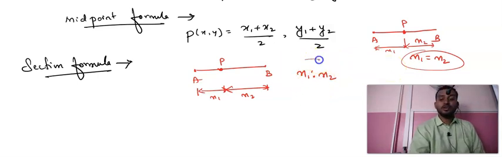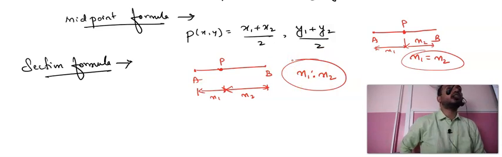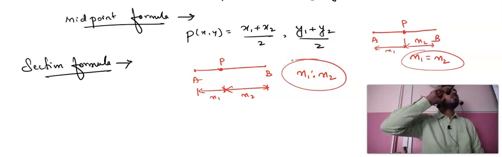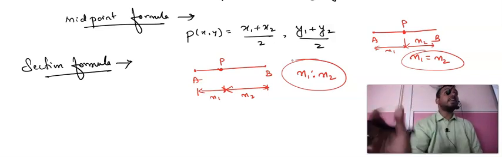Understood? If you see the condition, remember, if the ratio is given as 2 is to 3 or something, straight away, without any doubt, use the section formula and start solving the problem. Let the question be anything.